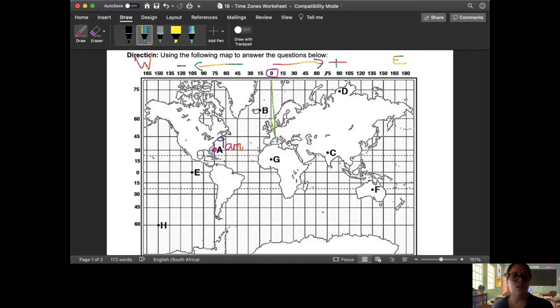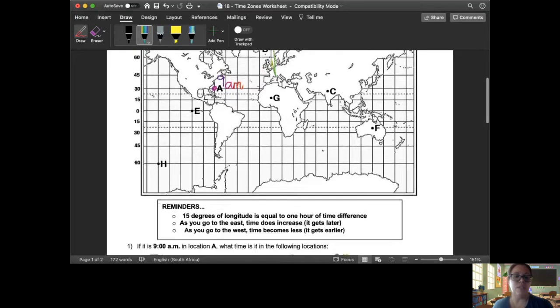So B is going to be 1 p.m., or you could write it as 1300. G is over here, and so if we do it again, you will find that G is 2 p.m. It's 1 hour after B, and you can also write that as 1400.